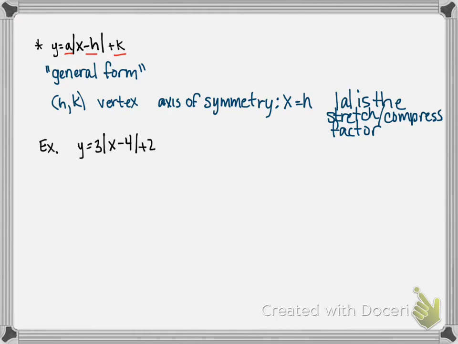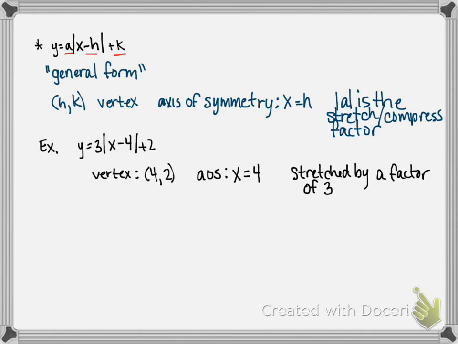So for example, y equals 3 times the absolute value of x minus 4, plus 2. The vertex is the point (4, 2). The axis of symmetry, that's AOS, is the vertical line x equals 4. And the function is stretched by a factor of 3.